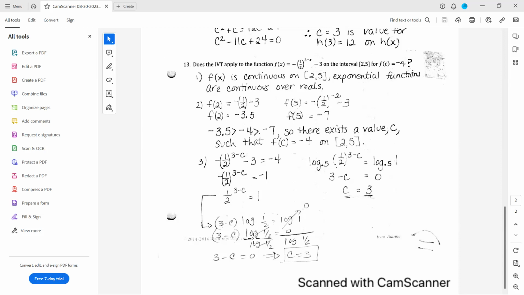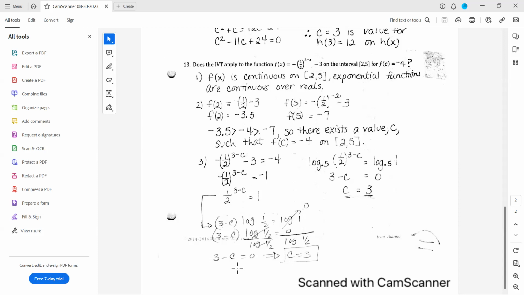Remember, this is not 0, this is 1. They cancel out. This is a fraction, right? So this is 3 minus c is equal to 0 because the log of 1 is 0. And so 0 over anything is going to give us 0 other than 0, obviously, right? And so c is equal to 3.